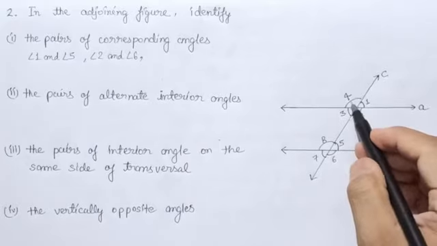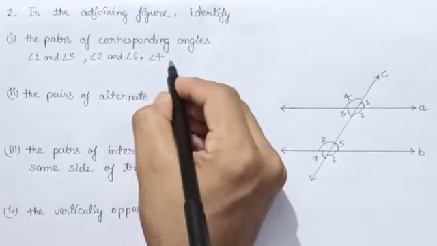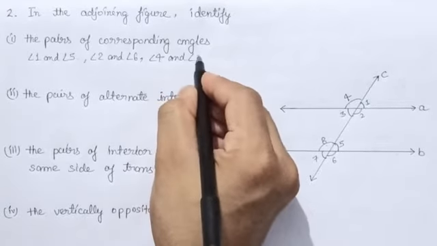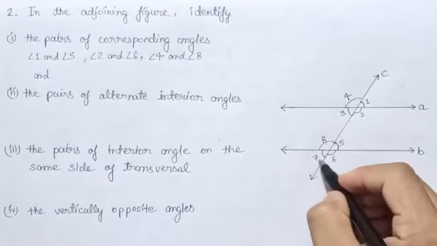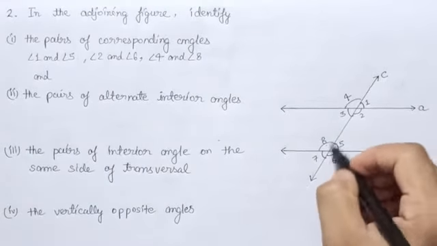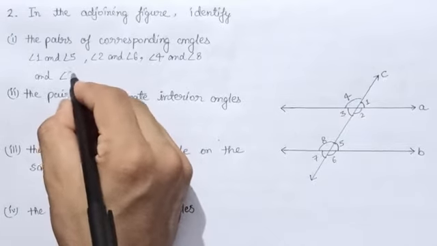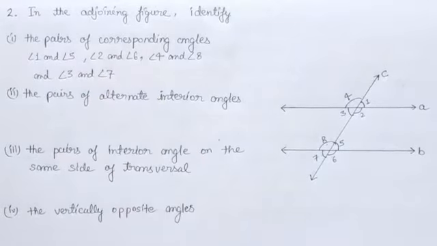The third pair we have is angle 4 and angle 8. And the last one is angle 3 and angle 7. So these are the four pairs of corresponding angles.